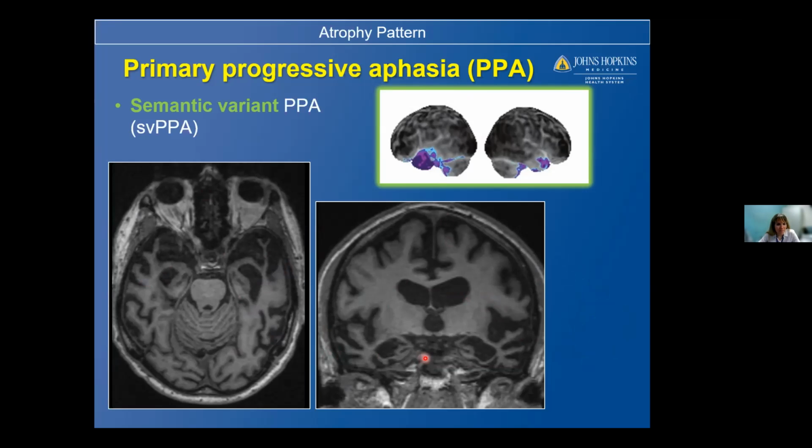So it is important to note that although semantic dementia is one of the so-called frontotemporal dementias, frontal atrophy is not really a notable feature, at least not early in the disease.